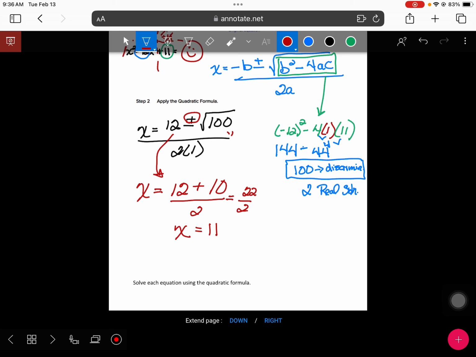Now I'm going to do the negative part. So over here, in green for the negative, x is equal to, we already said opposite of b. If b is negative 12, this is positive 12.